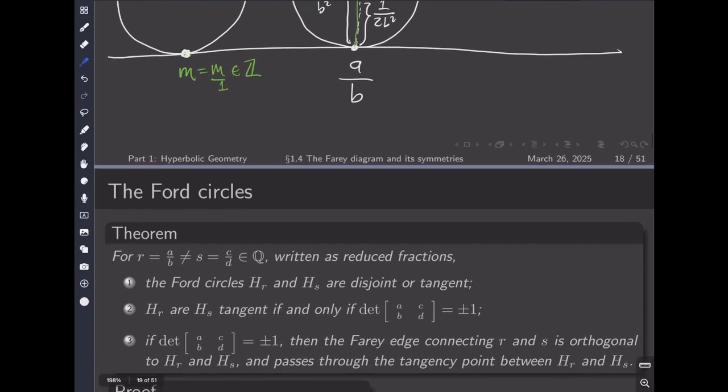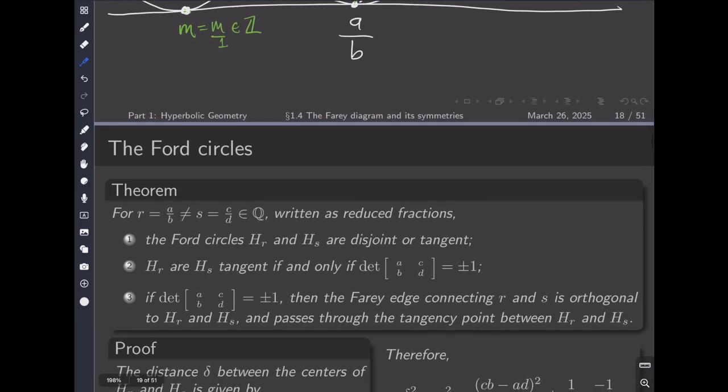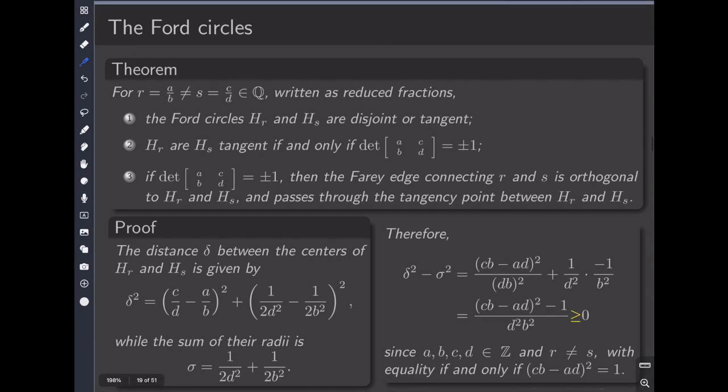which sounds like the basis of the recursion for defining the Farey diagram. And the theorem says that that's exactly what happens all along the way. So it says, if you give me now two rational numbers, we already dealt with infinity. So now take two rational numbers, written as reduced fractions.